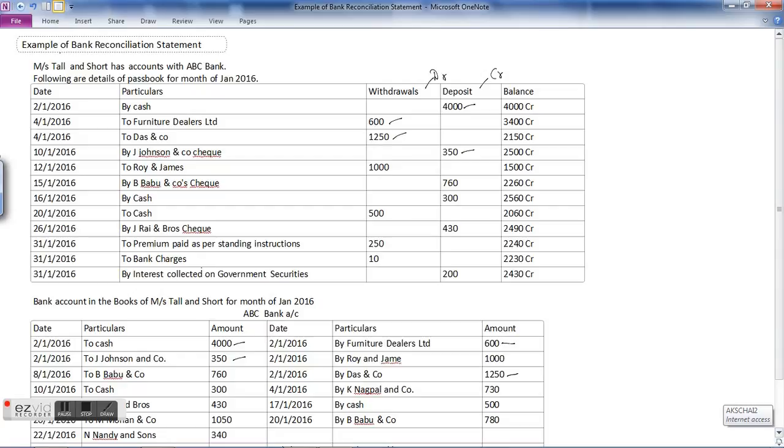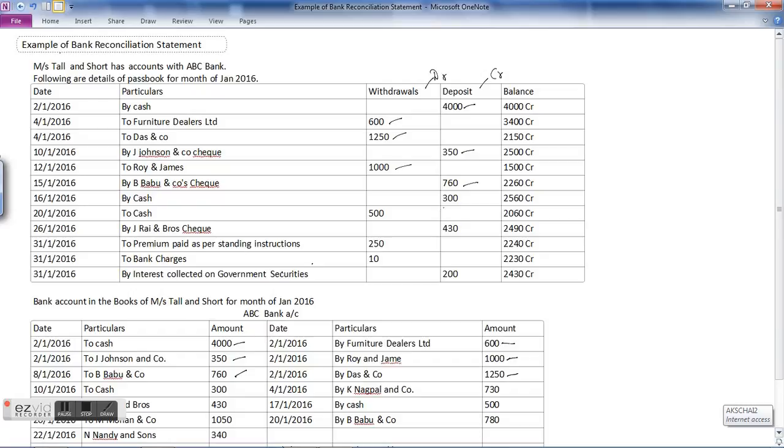Now the next transaction, to Roy and James 1,000 rupees debit. So we'll look at the credit side of our books. By Roy and James 1,000 rupees, you have it. So just tick it. Then by B. Babu and Company, check 760 on the credit side. So on the debit side we'll look. It's there on 8 January 2016 to B. Babu and Company 760. Correct.